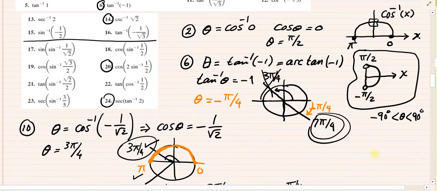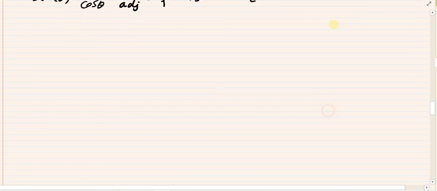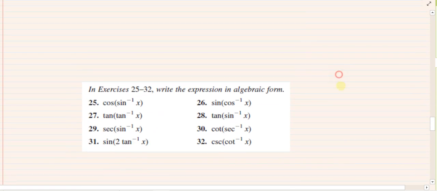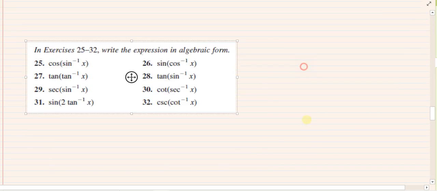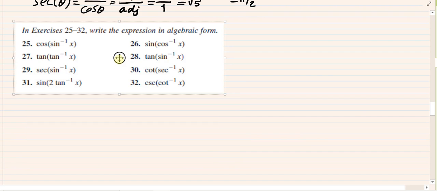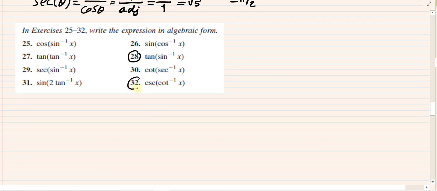That was number 24. Now let me bring more of the exercises and we'll do more of these. In this next segment of the exercises, the question reads, write expression in algebraic form. So let's begin with number 28, and then we'll look at 32 because it's got cosecant, cotangent, something we haven't worked with.